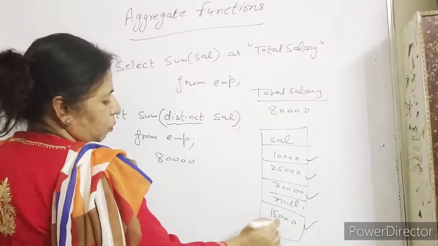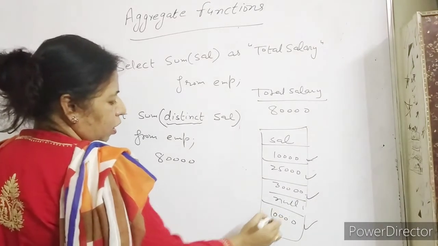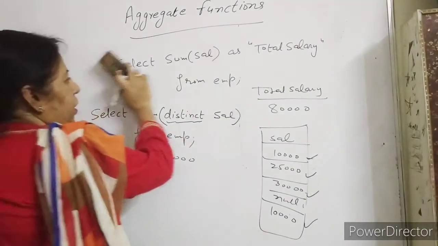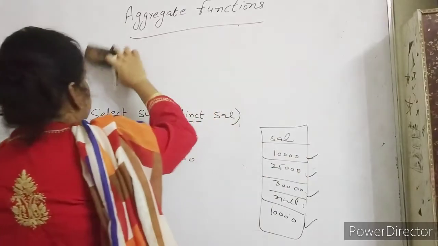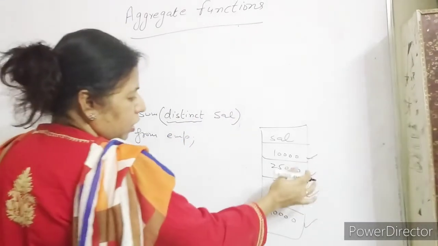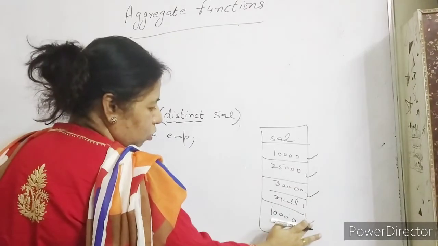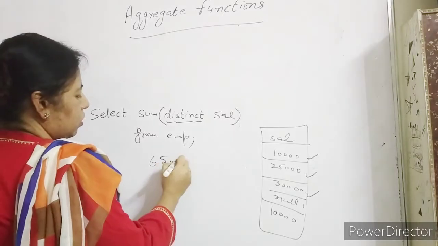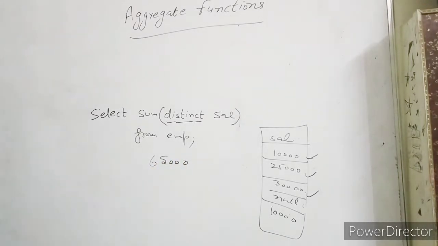If I take a duplicate here, suppose I take 10,000, now what will happen? 10,000 will be considered one time. Now the output is 10,000, 25,000, 30,000, and ignore this duplicate. Clear? Now you will get 65,000 if I am taking the sum of distinct salary. Clear to all of you?